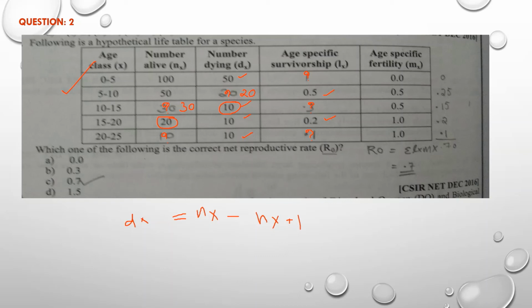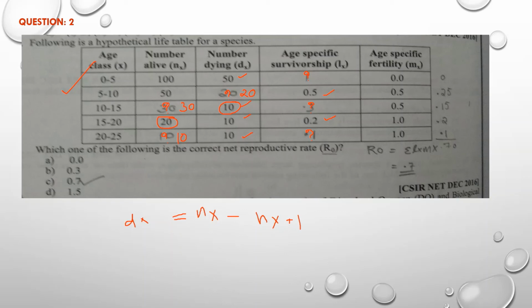Next, we have to calculate Nx of 20 to 25 age class. Now we know Nx of 15 to 20 and Dx of 15 to 20, that is 20 and 10 respectively. So 20 minus 10, 10 is the Nx value of 20 to 25. You should remember that always at the end of age class, that is end of the life, Nx and Dx is same. Here 10, 10.